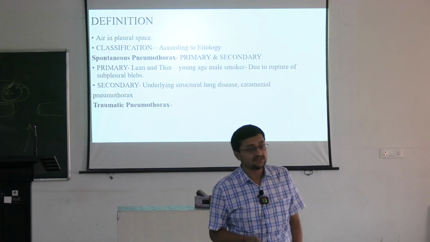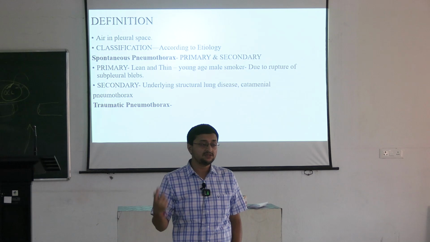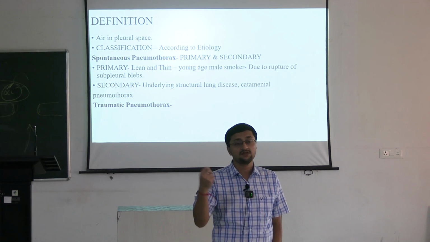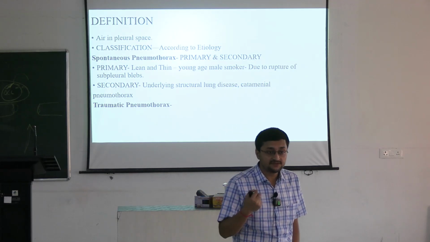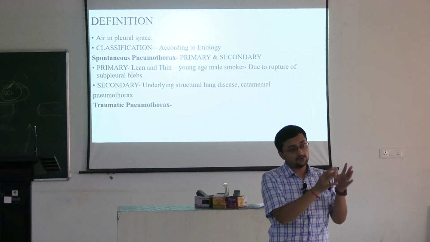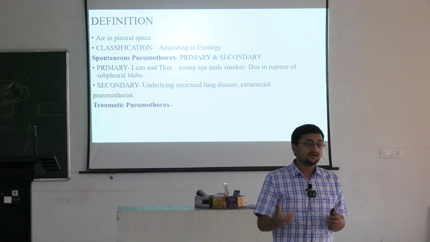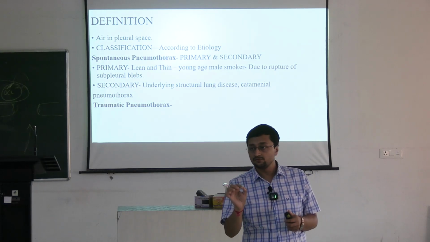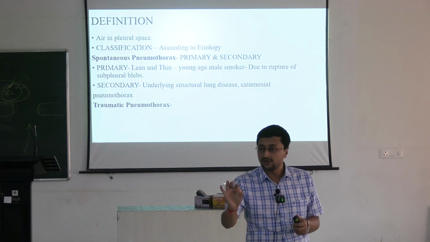So traumatic pneumothorax can be divided into two other parts. One is iatrogenic. What is iatrogenic? That means doctor related or procedure related or instrumentation related. Suppose you are doing a biopsy from the peripheral part of a mass of the lung tissue. So suppose there is a suspected bronchogenic carcinoma or suspected mass at the periphery of the lungs. You are about to insert a needle to do a guided FNAC or true cut biopsy. So you have to traverse the pleura.